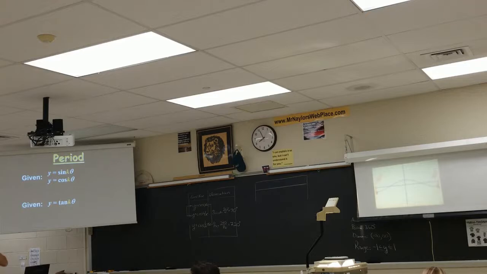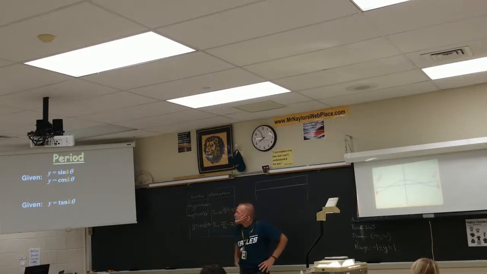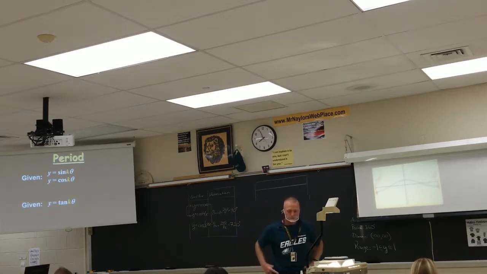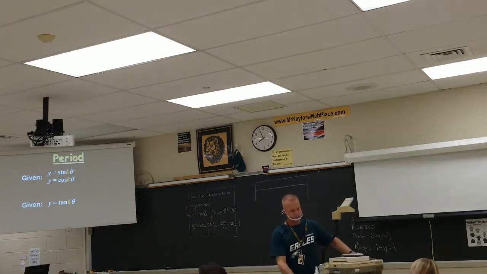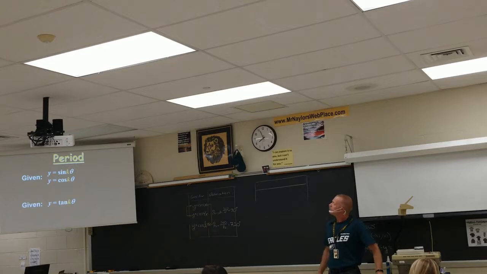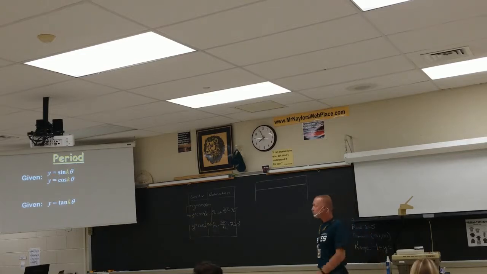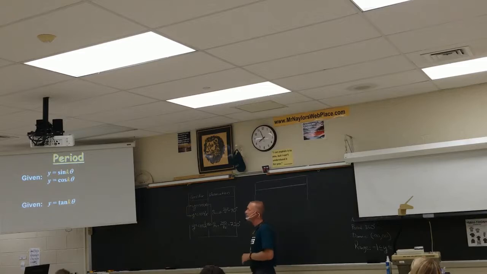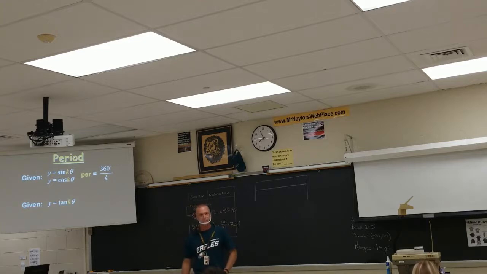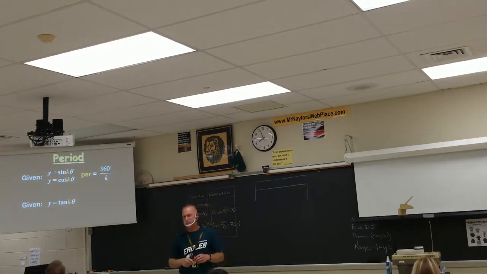Let me help you organize the rule. If you want to put a box around it, do something to highlight this. This is the rule for period. If you have a sine of k theta or a cosine of k theta, and it was said really well by your classmate, nice job, the period is going to be the original period divided by k. Sometimes people say the new period. If you want to emphasize that, it's going to be the original period, 360, divided by k.